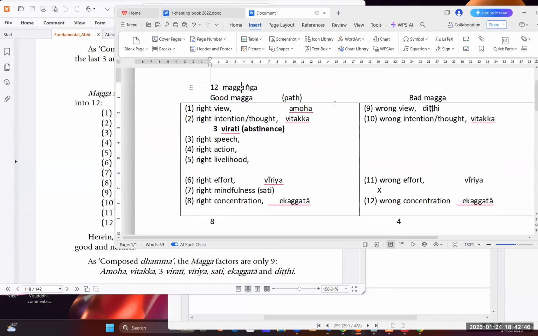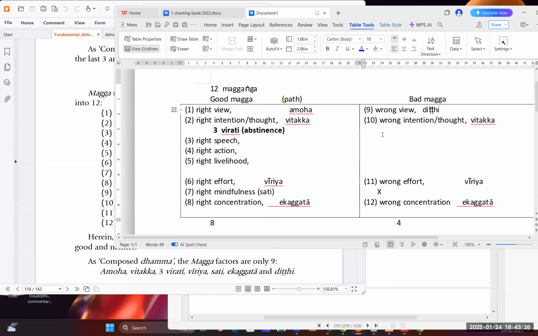So if you make a chart like this, you have amoha as the first one. Vitaka is this one, right intention or right thought and wrong thought. Three virati is this one. Viriya is right effort, wrong effort. Sati is mindfulness. Ekagata is right concentration, wrong concentration. Ditthi will be wrong view. So when you combine, you got 1, 2, 3, 4, 5, 6, 7, 8, 9. So we have 9 of them. That's how we get the numbers here.